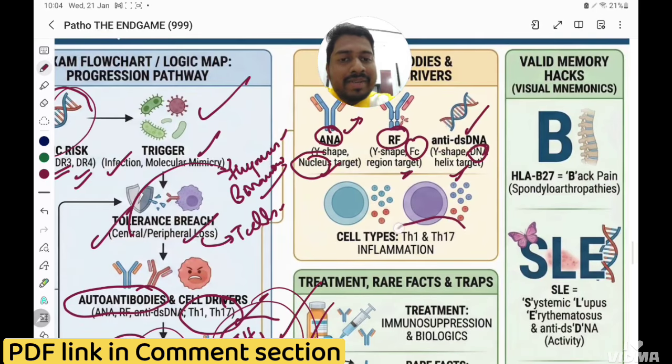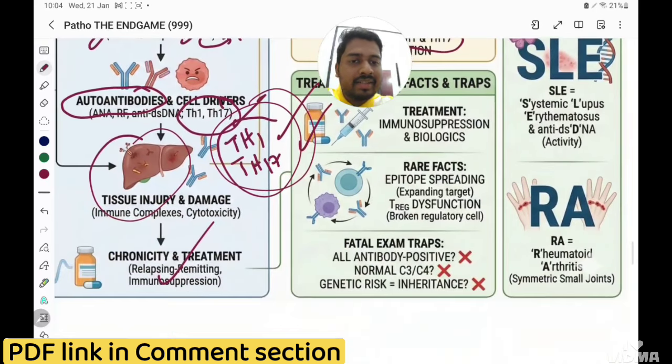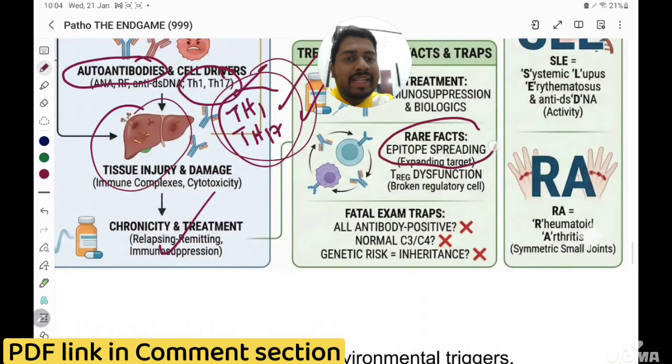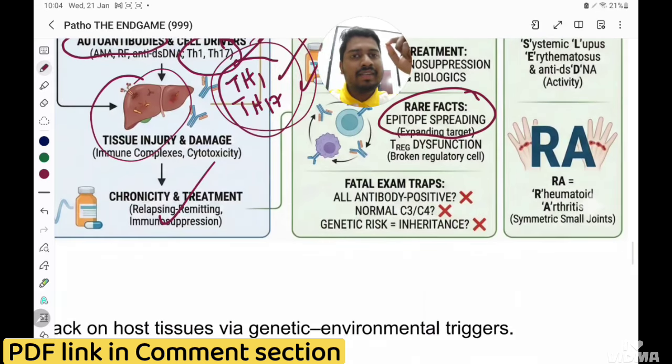Okay, and main mediators are Th1 and Th17. Okay, there is something known as epitope spreading. So what happens is, if an antibody or a T cell identifies a type of epitope. What are epitopes? Epitopes are small receptors of protein present on the cells. Okay, so once it recognizes, then it will start to damage this. Okay, antibodies are produced against that epitope.